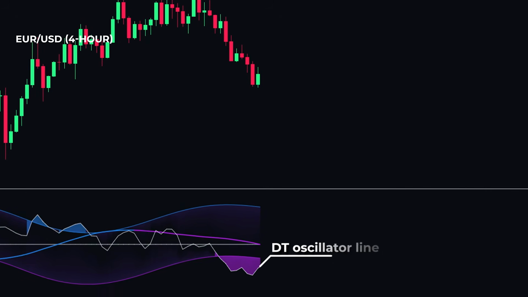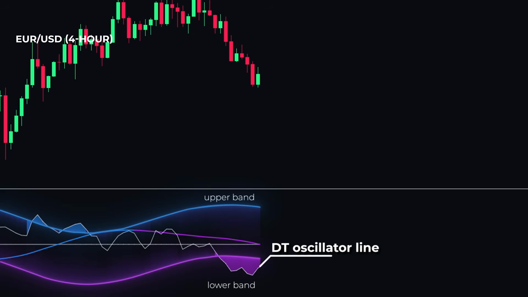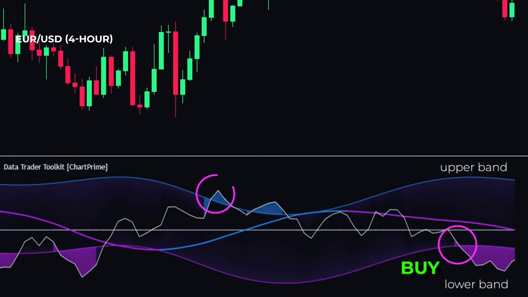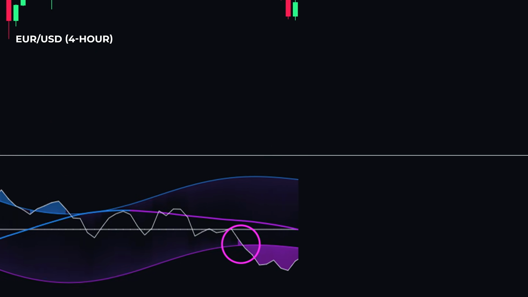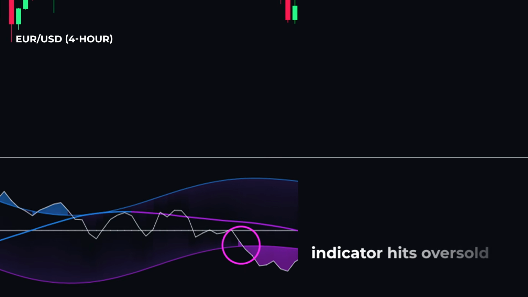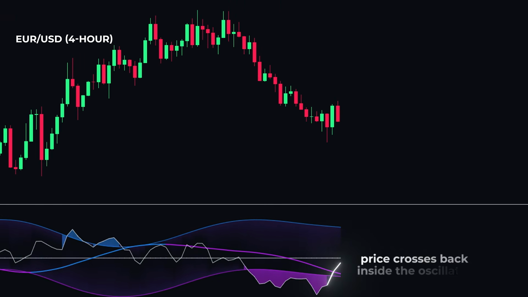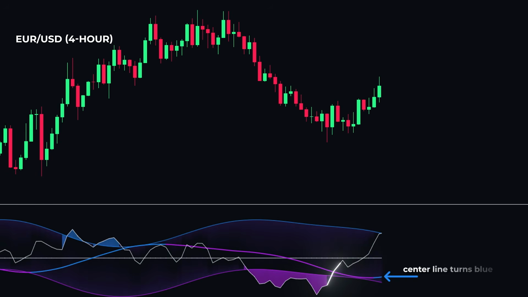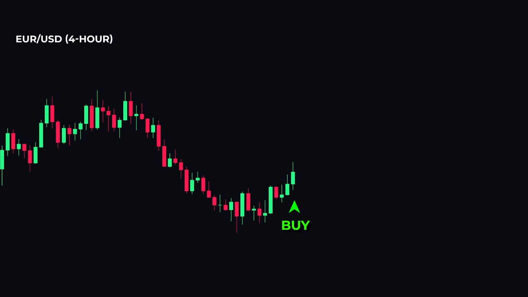First, you wait for the DT Oscillator line, this white line here, to move outside of these bands. If it crosses the lower bands, we prepare to enter buy, and if it crosses the upper bands, we prepare to enter short. In this case, it crosses out of the lower bands, meaning we're getting ready to enter a buy position. Next, you wait for the white line to cross back inside the bands. Once it does, you need to make sure the center line, which is this one here, turns blue. When all three signals are aligned, you enter a buy or a long position.